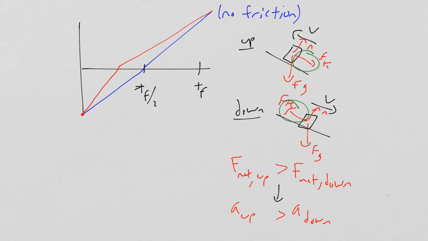Right, so the key is the slope has to be different, and it has to cross the axis before half the time. Anything like that approximately works.